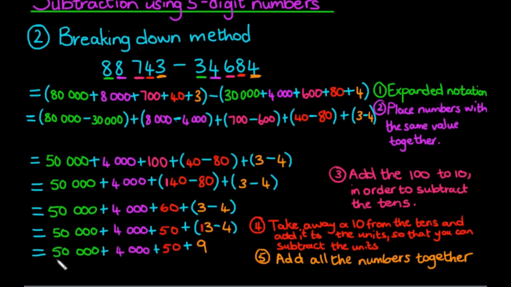So what we are left with is 50,000 plus 4,000 plus 50 plus 9. So now we have all of the place values represented. We can go ahead and do the final step, which is add all the numbers together to get our answer, which is 54,059.